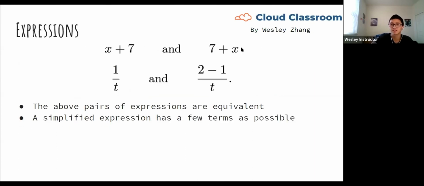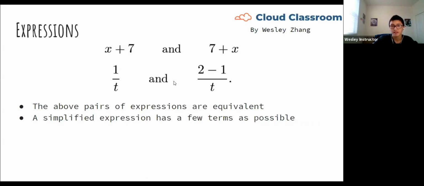All right, so if you look at these pairs of equations, these are equivalent. They're the same, just written differently. So x plus 7 and 7 plus x are equivalent expressions. They are equal. If I plug in 1 for x, so 1 plus 7, and I plug in 1 here also, they both equal 8. In fact, if I plug in any number for x, 7 plus any number here, they will always be equal.